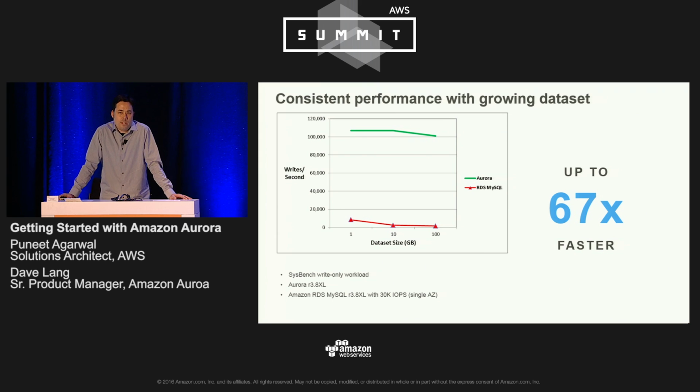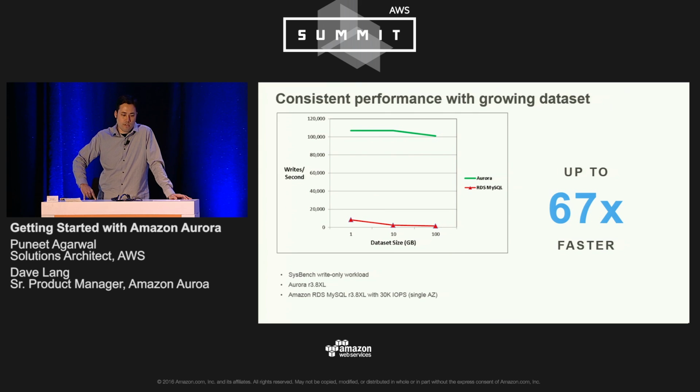Another one we looked at was the dataset size. So here we started with a 1 gigabyte dataset, which fits very easily within memory, and we took it all the way up to 100. Again, same story as before. We had Aurora pretty significantly outperforming, actually got up to 67x better when we took it up to 100 gigabytes. And the gap, it's a little hard to see on this graph, but as the dataset size got bigger, the gap between Aurora and MySQL also got larger.